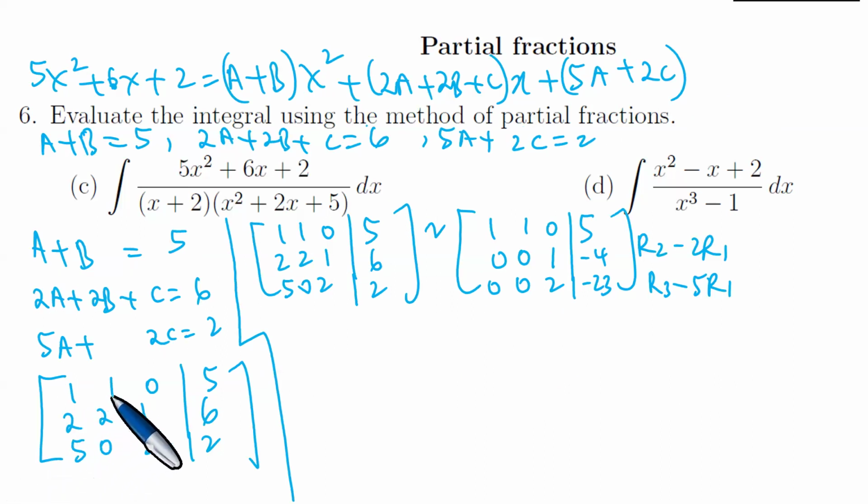So that now we have 1, 1, 5, 2, 2, 1, 6, 5, 0, 2 equals 2, and 1, 1, 0, 5 minus 10.